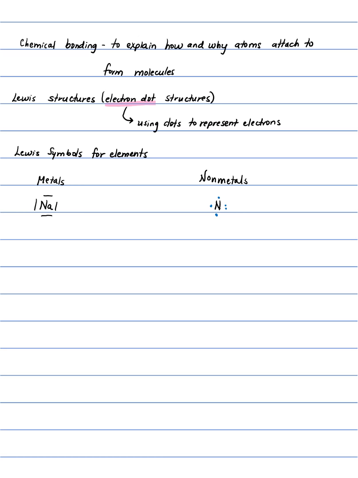Let's do the same for potassium. Potassium is in group 1 of the periodic table. If it's in group 1, it has one valence electron, which means that you need one dot. And I'm going to place it right there.